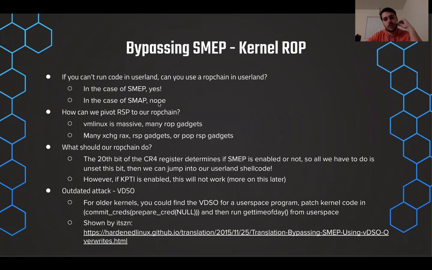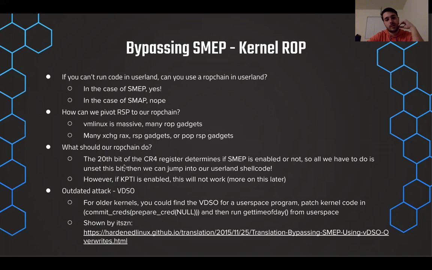To get to your ROP chain, vmlinux is massive, so you basically have whatever ROP gadget you want. Usually, it's best to use some xchg rax, rsp or something like that. A lot of times they have some static value that you can pop into RAX or move in, so you can mmap your page wherever you want in user space. You have a lot of options of where you want to put your ROP chain.